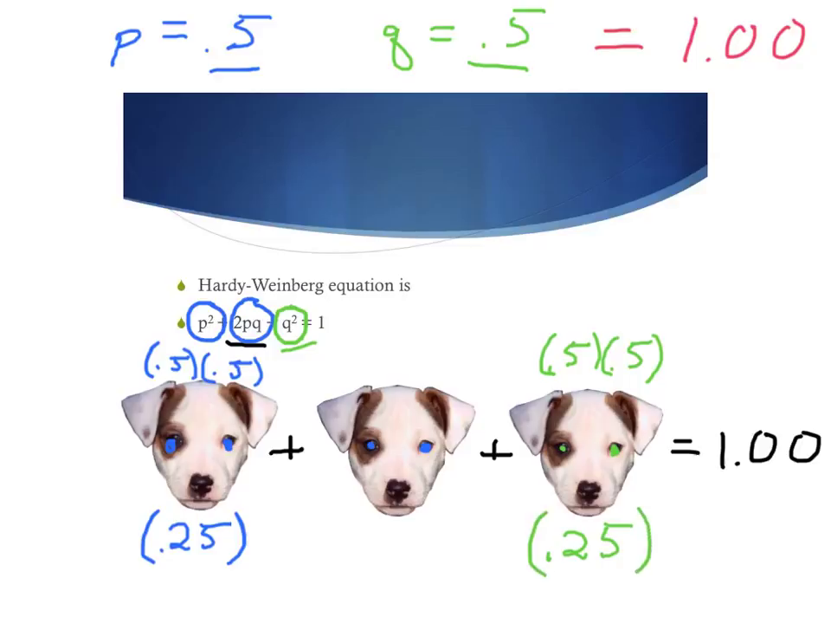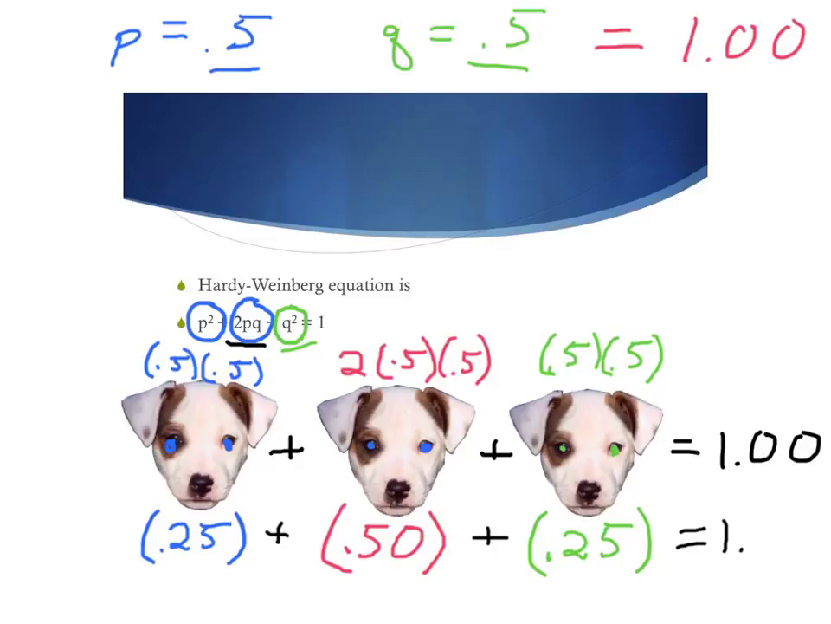And in the middle, it was 2 times p, which is equivalent to 0.5, and q, which is also equivalent to 0.5 from above there, and that gives us the total of the 0.50, 50% heterozygous individuals. And when we add those all together, then you can see 25% plus 50% plus 25% equals 100%. 100% of our next generation of puppies.